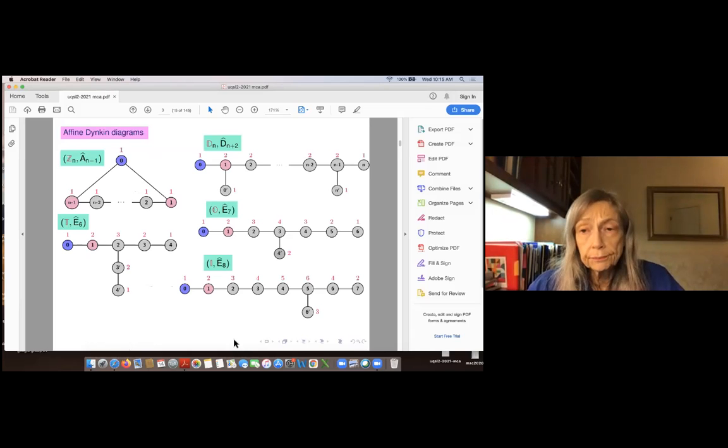So here's the picture. There are 2 infinite families of subgroups. They're the cyclic groups of any order n, which correspond to type A affine Dynkin diagrams. They're the binary dihedral groups, which correspond to type D. And then there are the binary tetrahedral, octahedral, and icosahedral groups, and they correspond to type E. The blue node here is the affine node that corresponds to the trivial module for the group. The pink node is the thing that we're tensoring with.